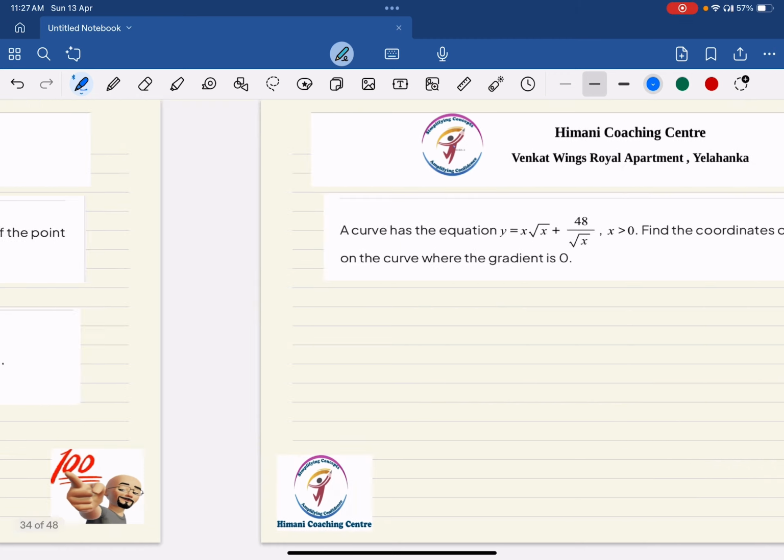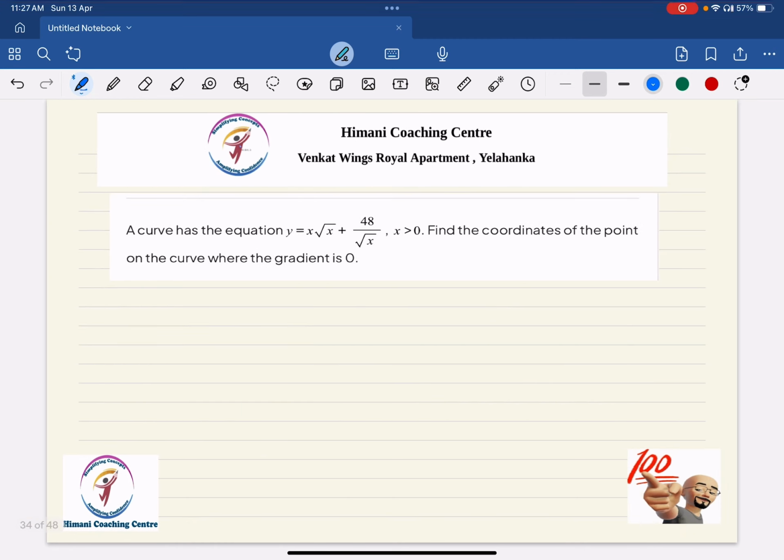quickly understand some rules of differentiation. So what are the rules? If y is equal to x to the power n, then when we differentiate, dy by dx is equal to n times x to the power n minus 1. Okay, that is the rule which we are going to use.